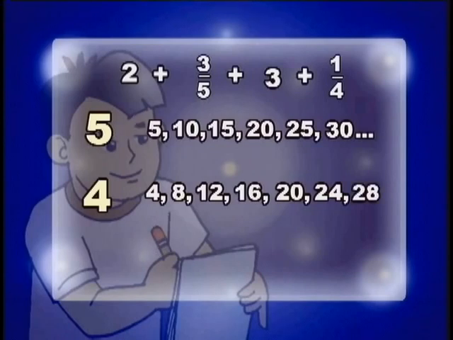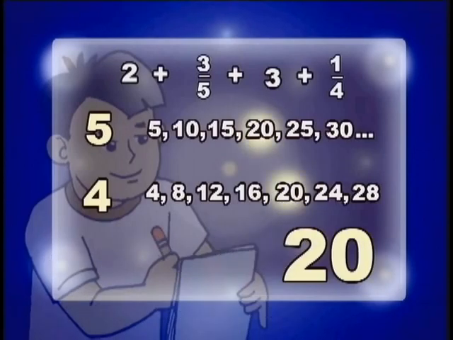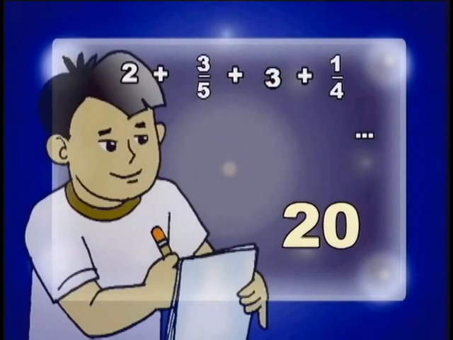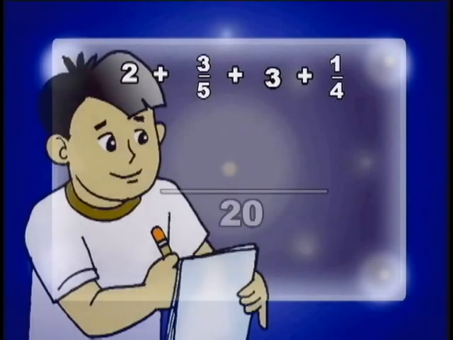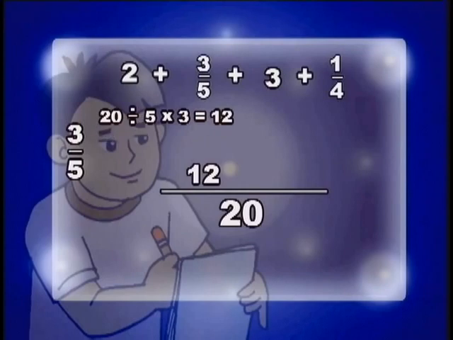Looking at these 2 sets of numbers, we can see that 20 is the least common denominator of 5 and 4. So June wrote down 20 as a denominator for both fractions. To do this for the first fraction, he divided 20 by the original denominator, 5, then multiplied this by the numerator, 3. He then got 12 as a new numerator. He now has 12/20 as his first fraction.